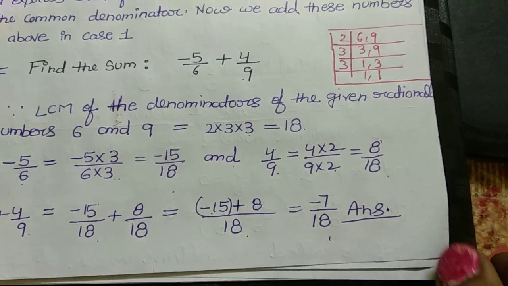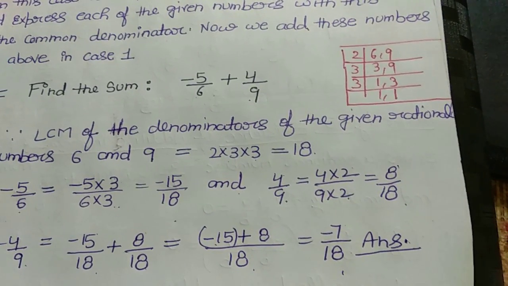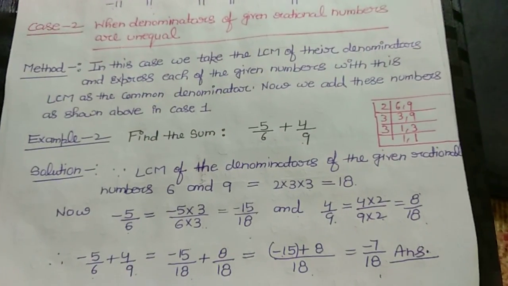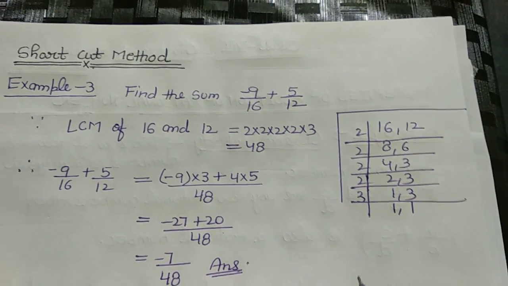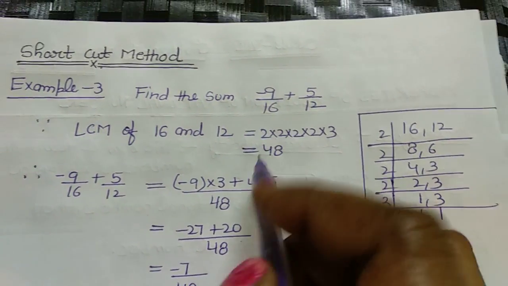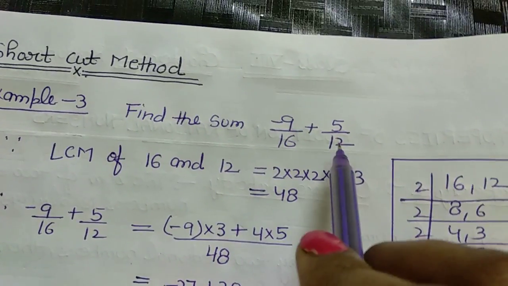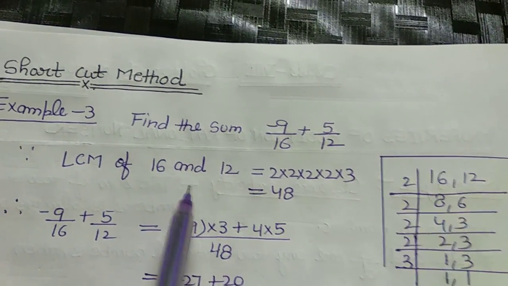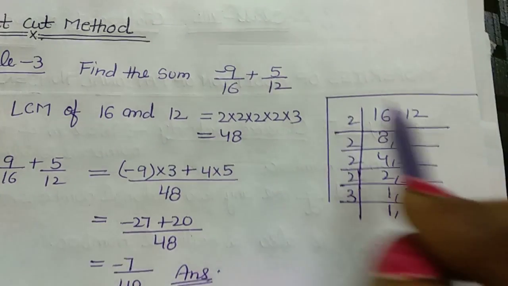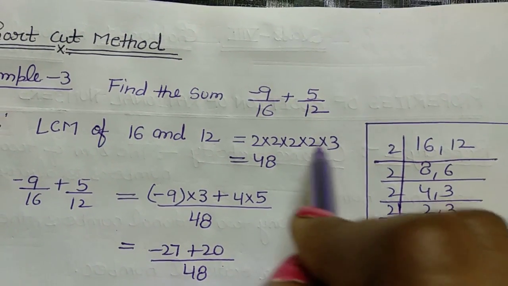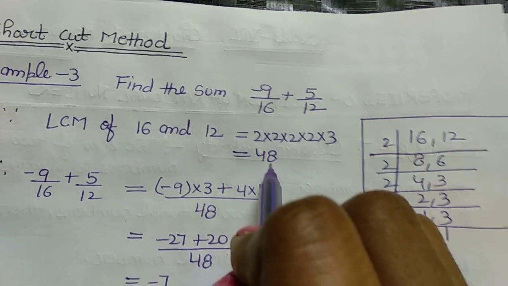That's the answer. There is also a shortcut method for finding the addition of rational numbers. In the shortcut method, for example, you have to find the sum of minus 9 upon 16 and 5 upon 12. They have different denominators, 16 and 12. We will find the LCM of 16 and 12. That will be 2 into 2 into 2 into 2 into 3, which is equal to 48.